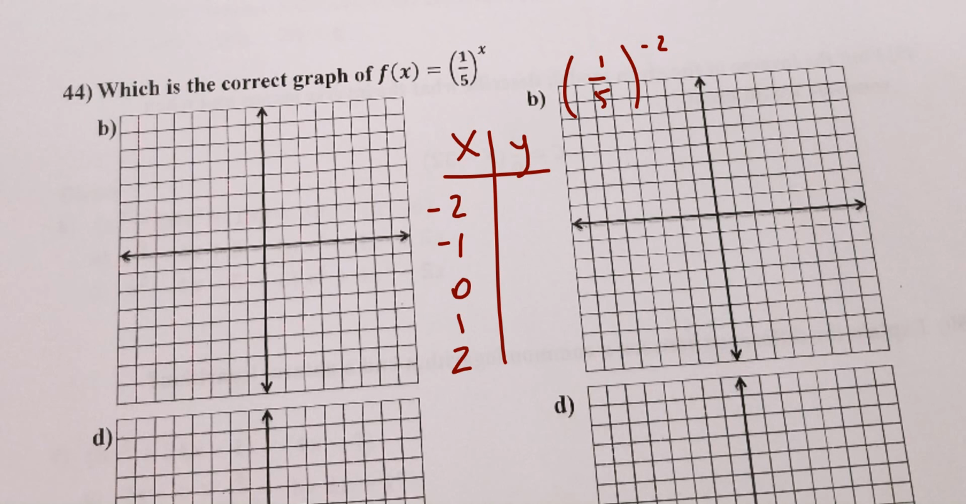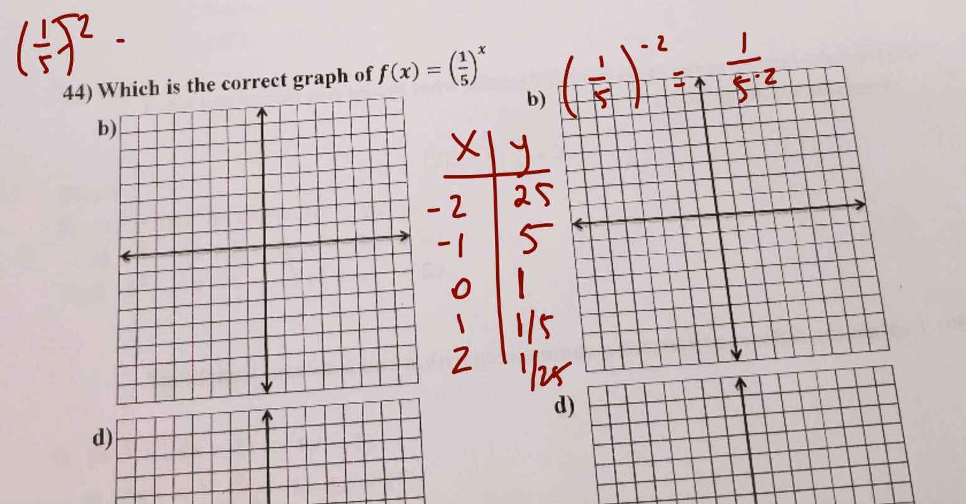So it's just going to be 25. Negative, if you just type in your calculator 1 over 5 to the negative second, then it goes on top. Negative 1 is to the 5th power. 0 is always 1. 1/5 to the first is 1/5. 1 over 1/5 to the second is 1 over 25. And if you're not sure how I did that, I just did 1/5 to the second. It goes to the top and the bottom, so I get 1 squared over 5 squared, which is 1 over 25.